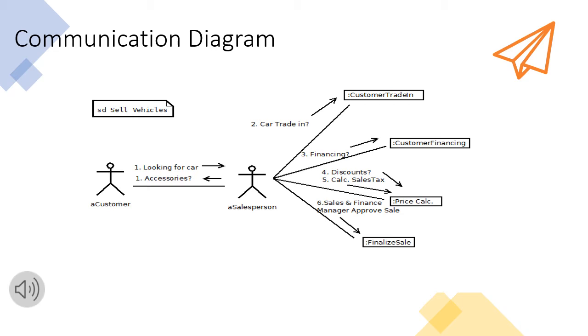Fourth and fifth are part of the price calculation, which is made based on customer feedback, any discounts, and sales tax. And lastly, sixth is where the sales and finance managers will approve the sale and it will be recorded.